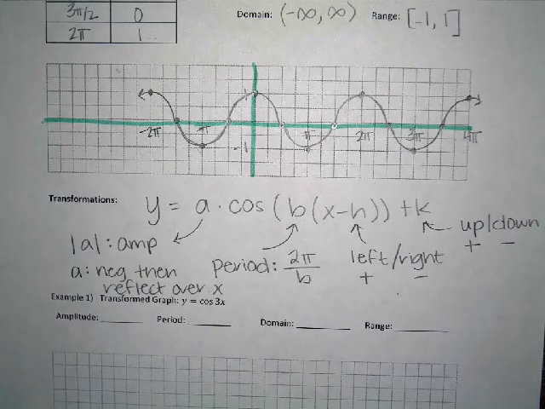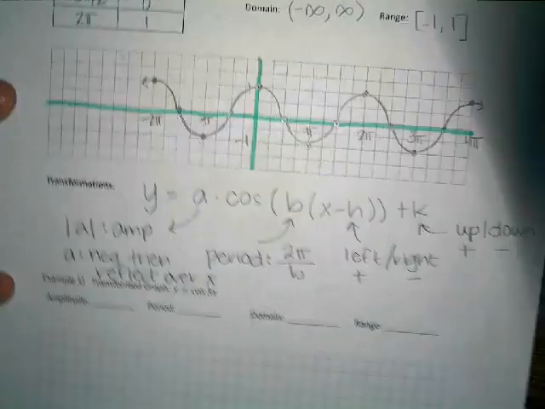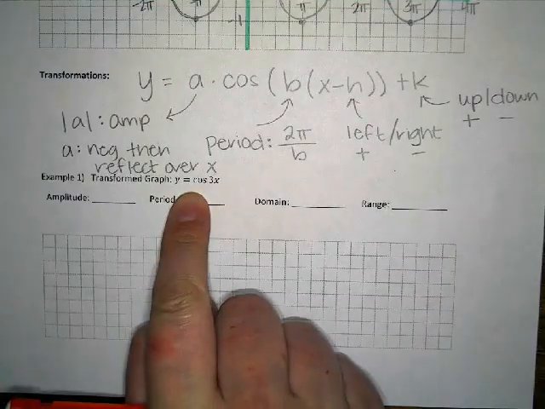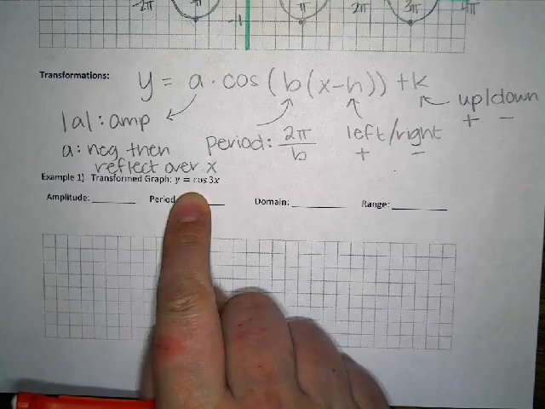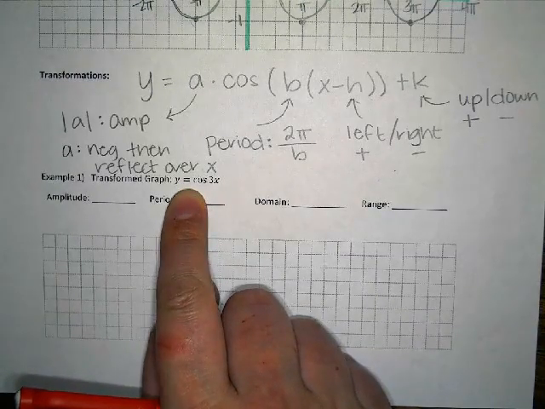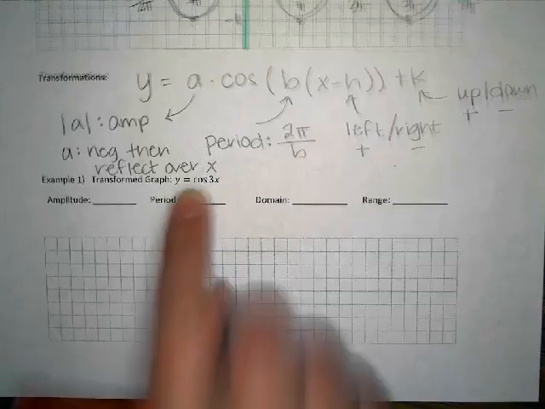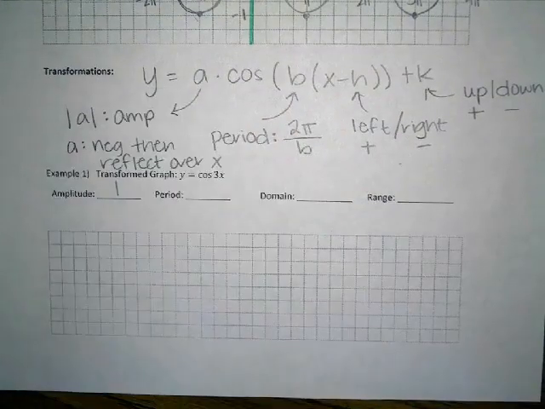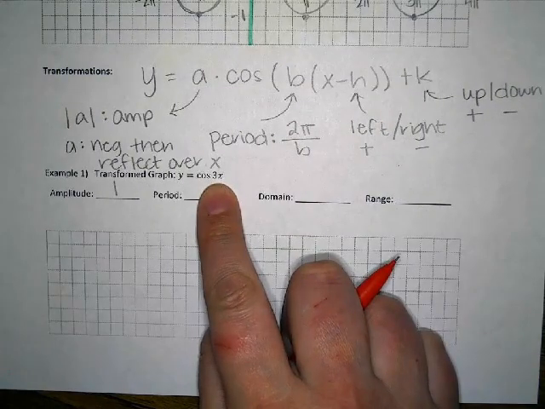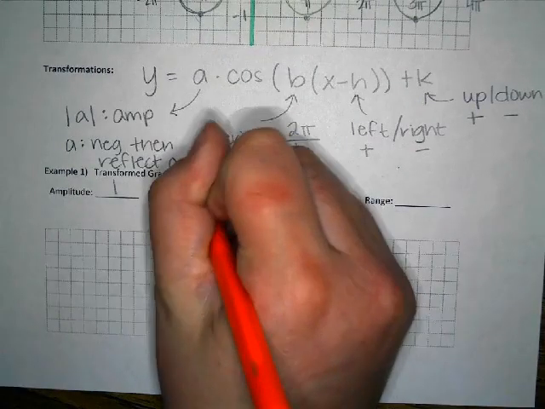All right, so if we look at example 1, y equals cos 3x, there is not a number in front of cos. So what is the amplitude? 1. Amplitude is 1. The b value is 3, so what would the period of the graph be? 2 pi over 3. 2 pi divided by 3.